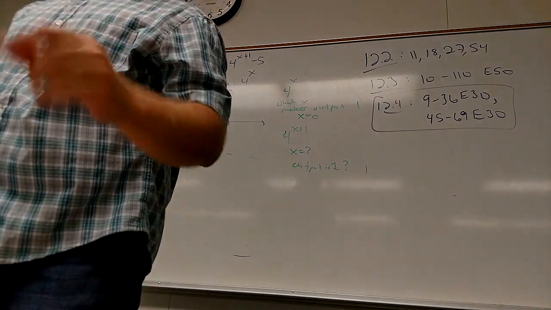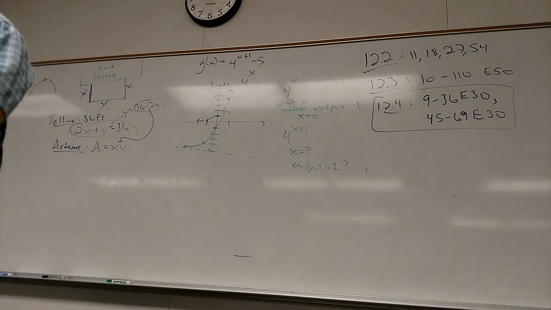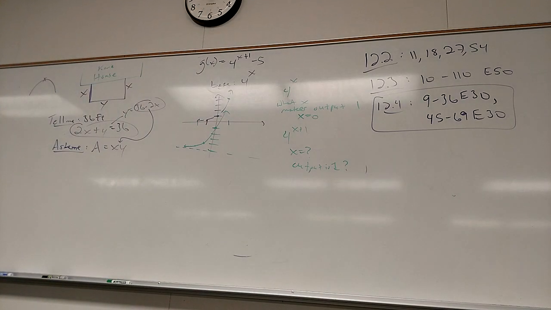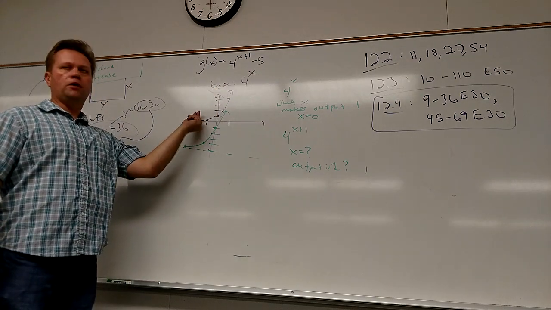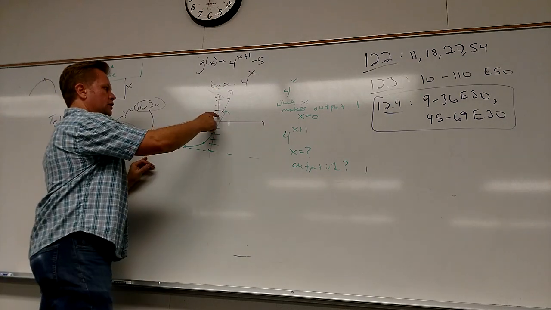Yep. For the 9 when it's just, it doesn't have a shift, what do you do? Like if it was just 4x minus 5? Oh, no. So if it was just 4 to the x minus 5, I would not have moved them back 1. I would have just taken this 5 and moved it down 5.